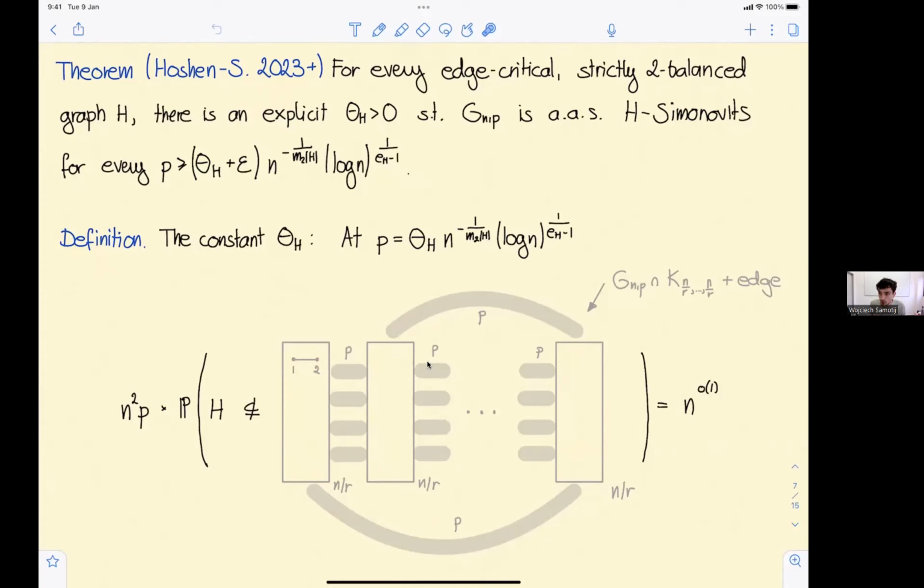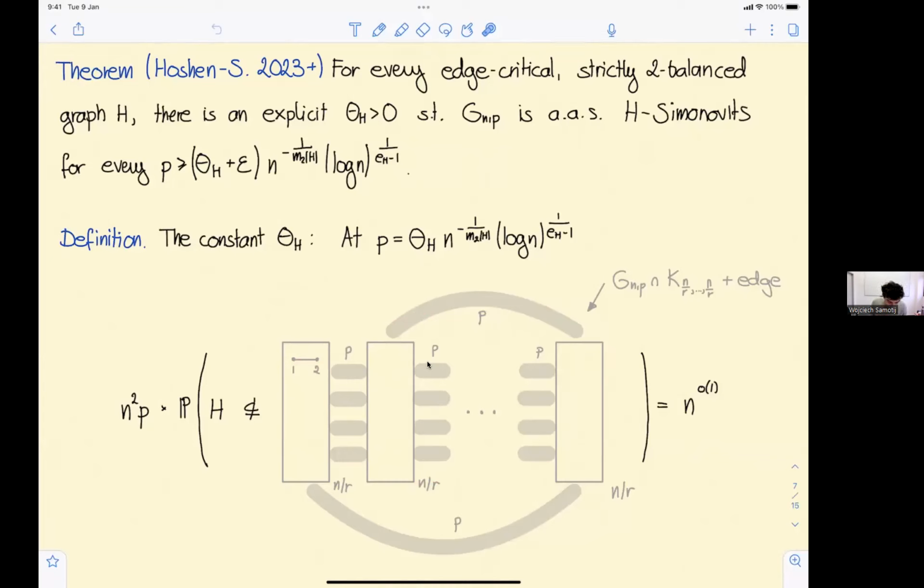If p was equal to 1, then H is contained in the graph precisely because it's edge-critical. So we can find a copy of H in the complete multipartite graph with r classes if we add just a single edge. But here we keep these edges with probability p, and we're asking about the probability that H is not contained in here.